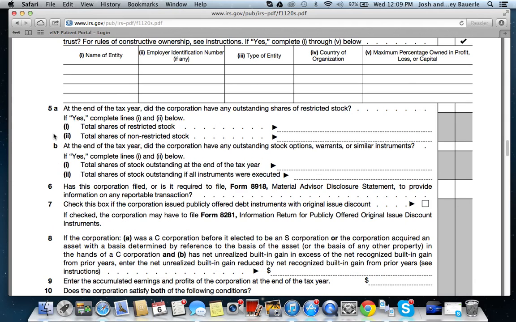5, at the end of the tax year, did the corporation have any outstanding shares of restricted stock? I'm just going to go ahead and say most of you that's going to be no. 5B, at the end of the tax year, did the corporation have any outstanding stock options, warrants, or similar instruments? Again, not going to apply to most of you, no. 6, has this corporation filed or is it required to file Form 8918 Material Advisor Disclosure Statement to provide information on any reportable transaction? Same answer here, not going to apply to you guys if you're doing this yourself, no. It's not one to click there.